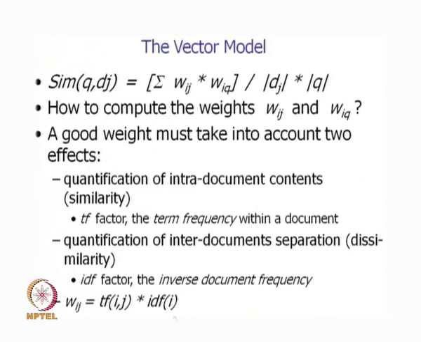So, inverse document frequency of the ith keyword multiplied by the term frequency of i in the jth document. So, this is a very simple measure, a very fundamental measure in information retrieval, and this, or some variation of this idea, is used for ranking.